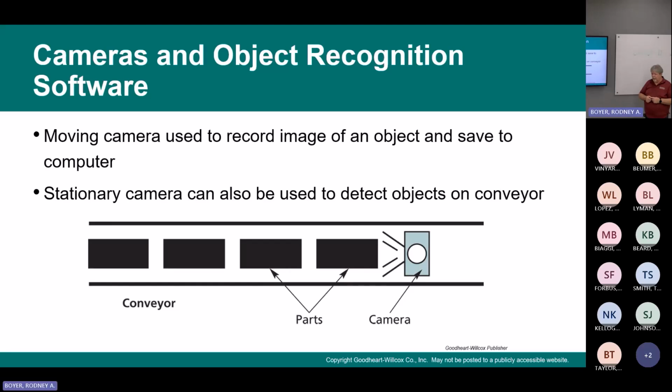Camera is object recognition. A moving camera is used to record an image of an object, saved to a computer, and a stationary camera can also be used to detect objects on a conveyor.